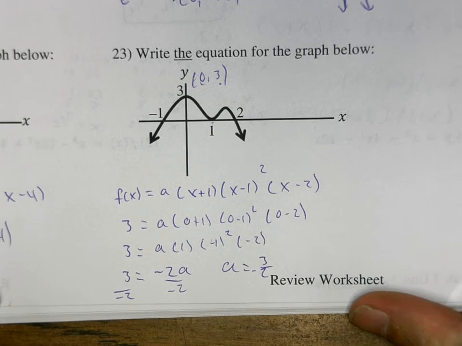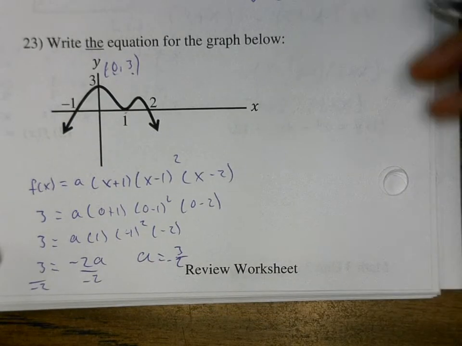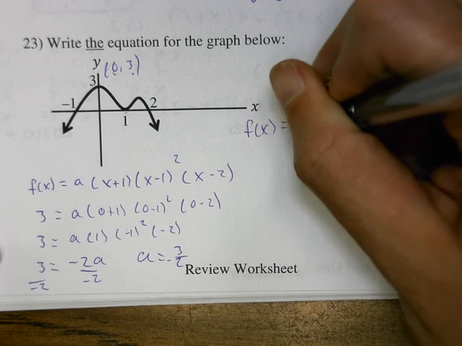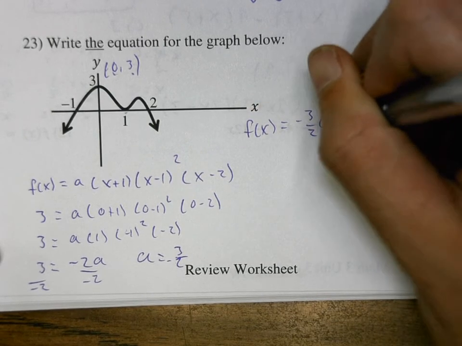So the official equation for this function is f of x equals negative 3/2 times x plus 1, x minus 1 squared, x minus 2.